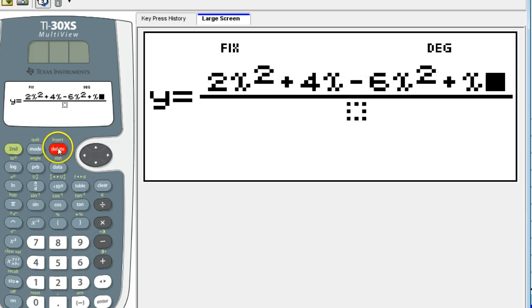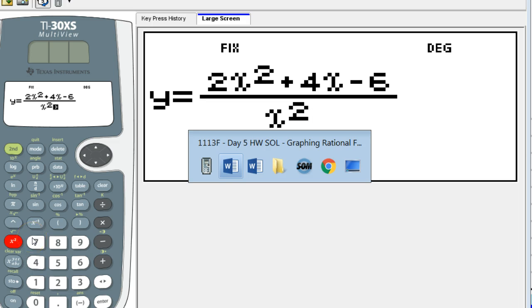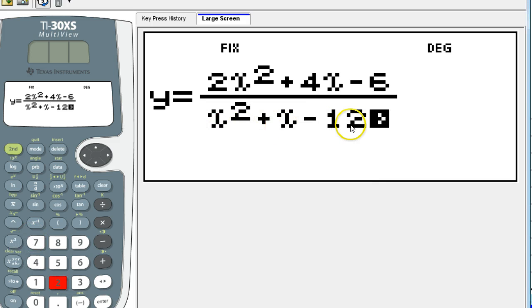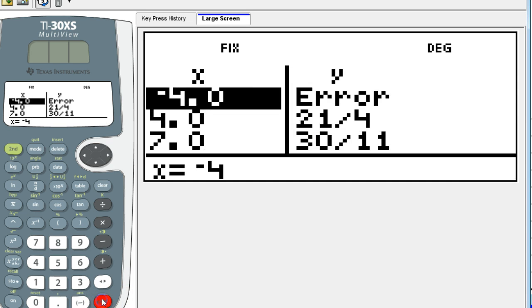Whoa, I'm still in the numerator. My bad. Denominator. So I said x squared plus x minus 12. All right, I'm going to be in ask mode instead of auto. I recommend you do the same. It'll make it easier to find all the decimals that we need.